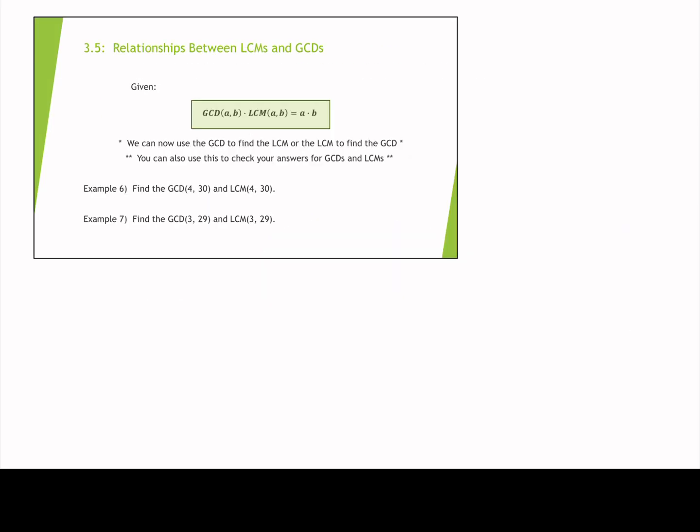So let's put this relationship or this equation to the test. Basically, again, using this equation tells us that we can use the GCD to find the LCM, or vice versa. We can use the LCM to find the GCD for the same two given values, A and B. So let's see what this looks like in practice.